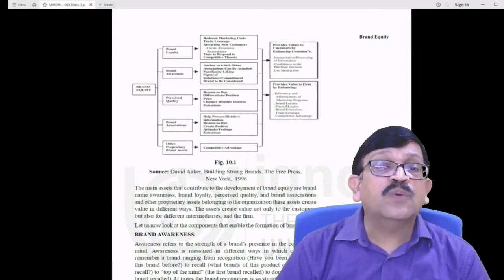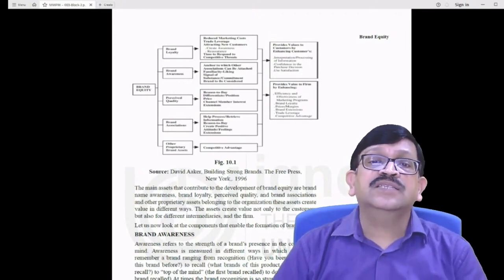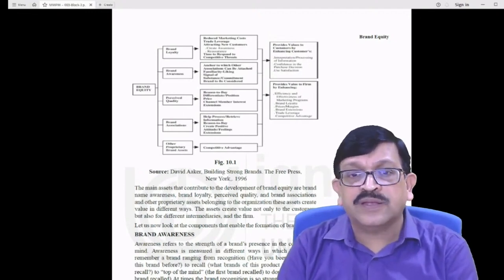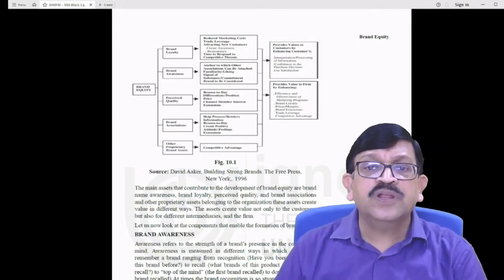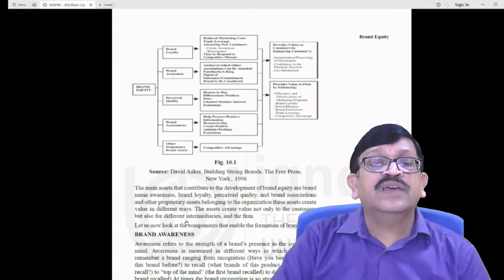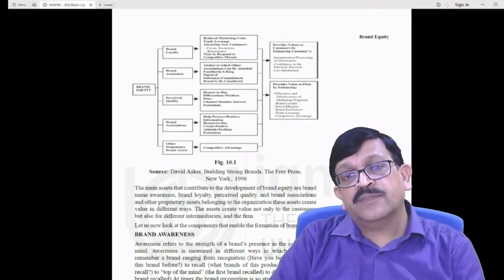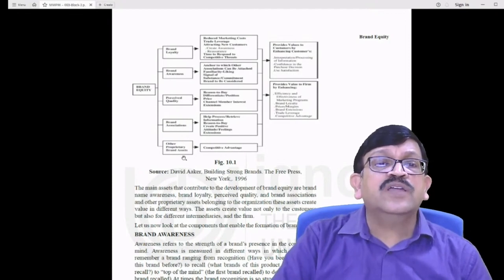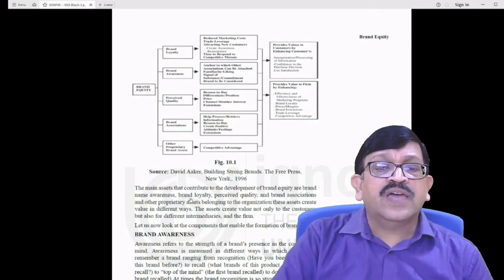We'll go to them one by one. The middle one is basically talking in terms of the outputs, and the last column talks in terms of what is the value that accrues from that to the customers, to the channel members, and to the various people who are associated with it, including the firm, for getting better leverage of having an equity. So when a brand has an equity, obviously it will have a positive impact. So where are the sources which can form brand equity according to this particular framework by David Aaker?